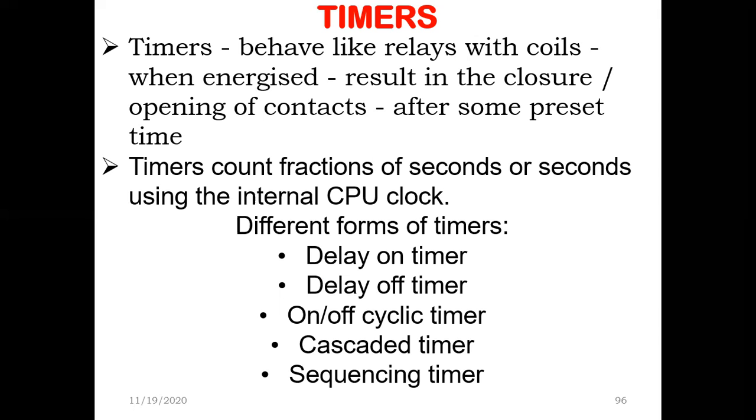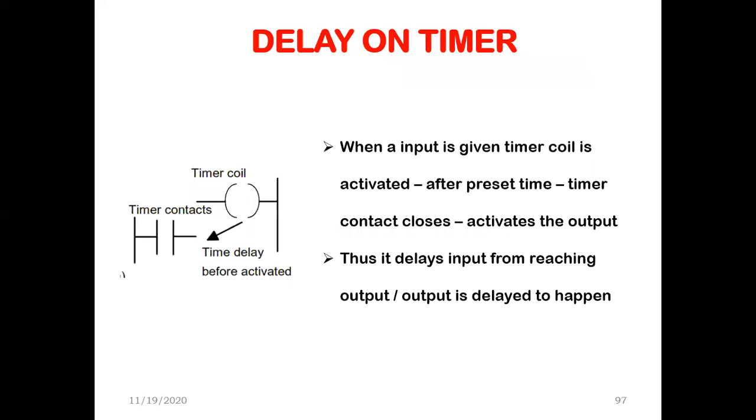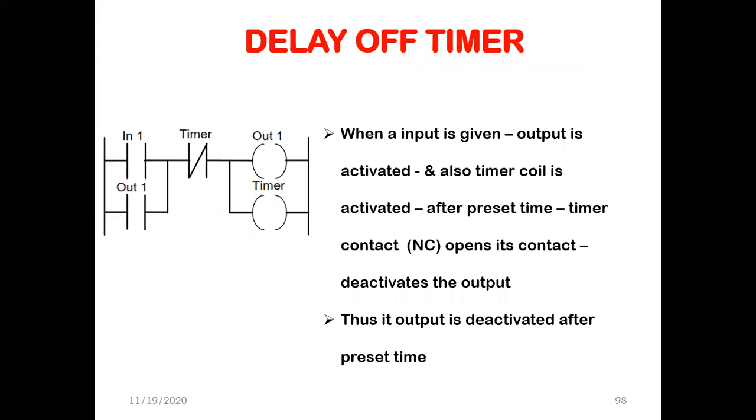So, different forms of timers: delay on timer, delay off timer, on off cyclic timer, cascaded timer, sequencing timer. So, delay on timer: when your input is given, the timer coil is activated. After the preset time, a timer contact closes, so it activates the output. Thus it delays input from reaching output, or the output is delayed to happen.